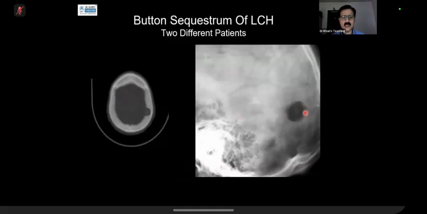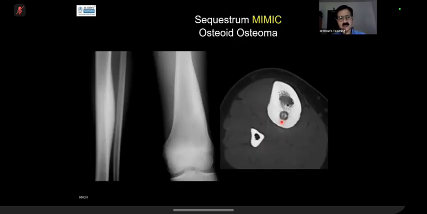Now, if you see this lucency, I'll come back to the details of this lucency when we cover LCH. In the middle, there is a high density material, and this is what sequestrum is about. This CT is of a different case, by the way, but just to make a point that there is a sequestrum there. Please remember that sequestrum can be chronic osteomyelitis, and this can also be LCH, Langerhans cell histiocytosis. So remember this.